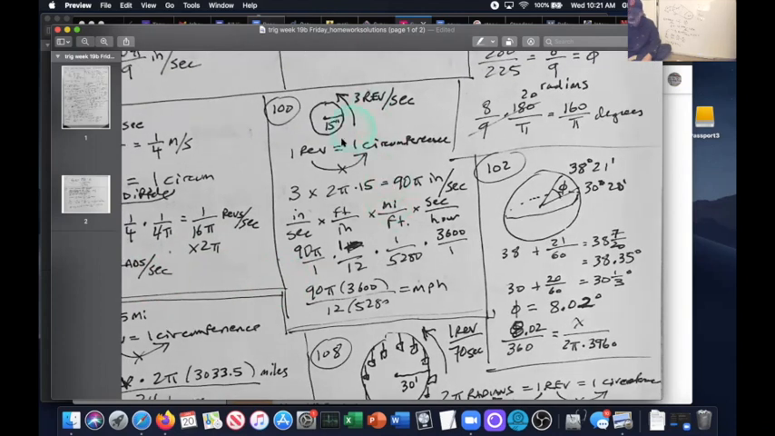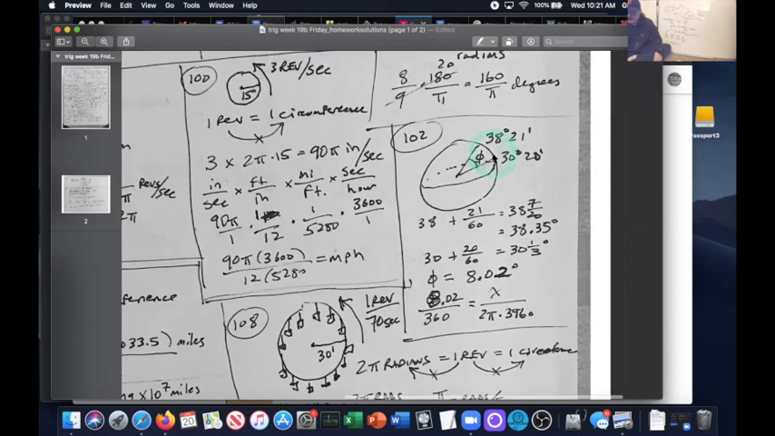And kind of a similar thing here, except they give you revolutions per second. So I multiplied by the circumference and got the distance per second. And now they want you to find the miles per hour, so I converted, and that's how you got that.